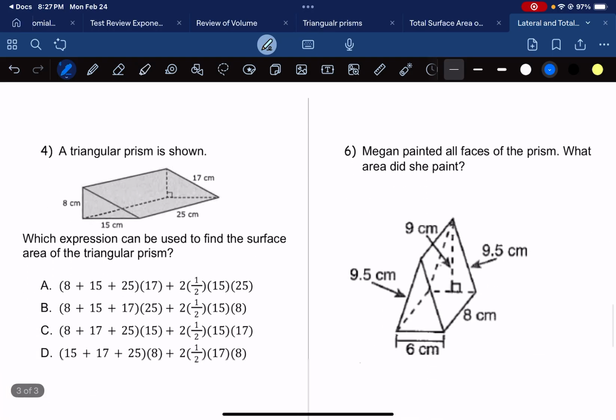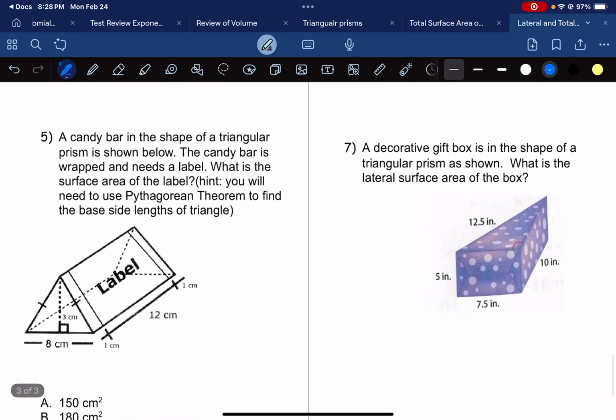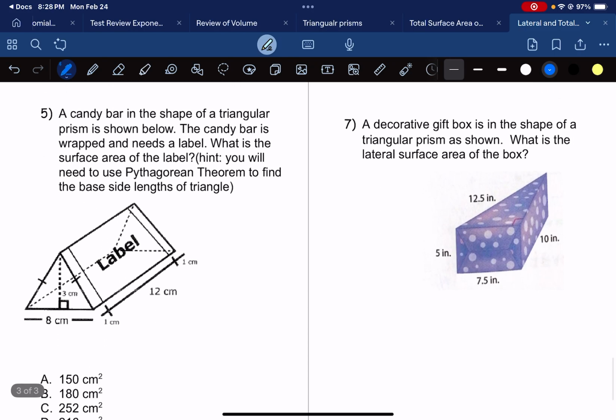Now, 4, they're doing the formula. So, guys, like right here, put your perimeter in. And then over here, put your area of the base into the formula. Only one of them is going to work. Okay? Number 5, again, what are they looking for?